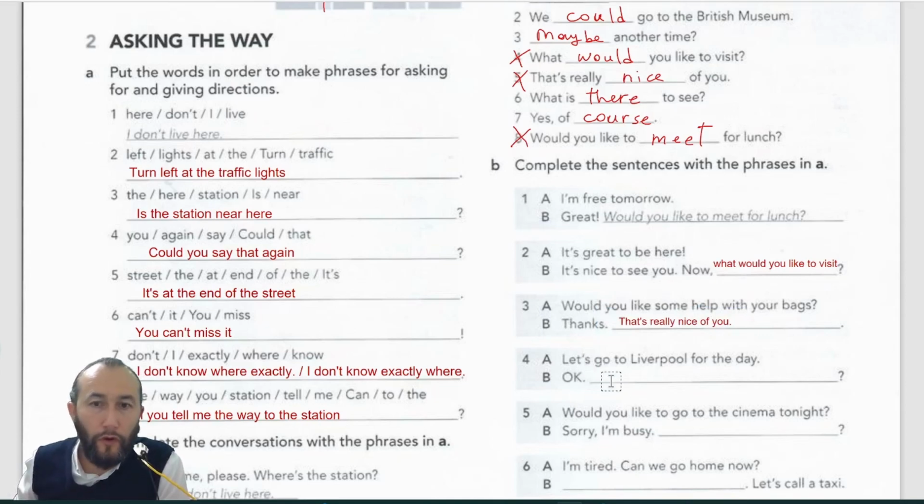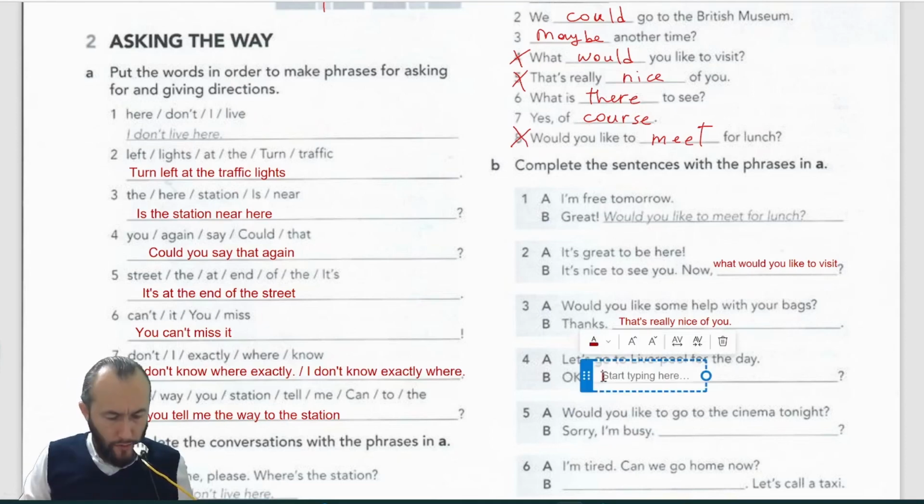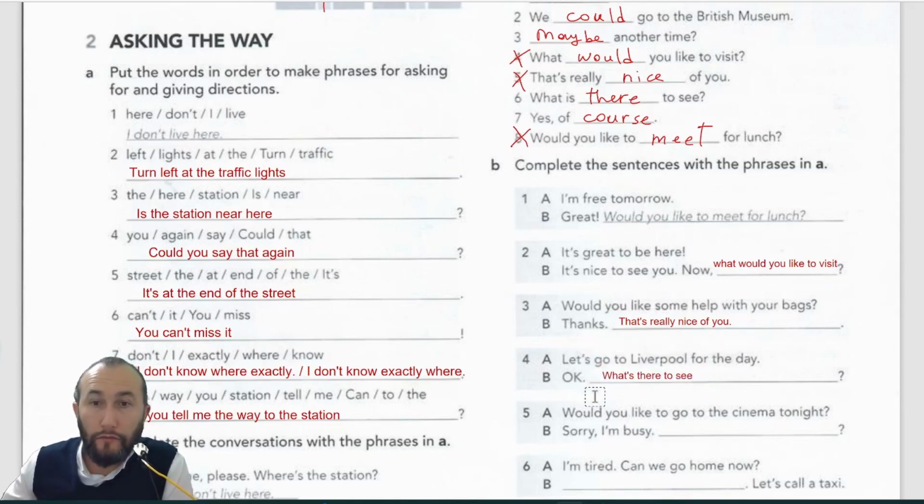And number 4, let's go to Liverpool for the day. And then B is saying, okay. And there's a question. What is there to see? Okay, what's there to see? All right, so we're going to cross 6 out as well.